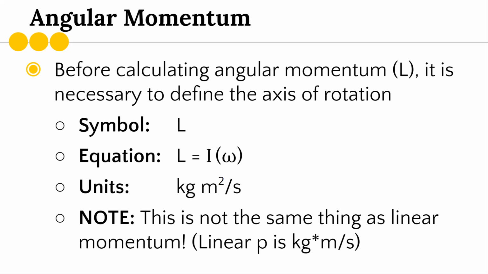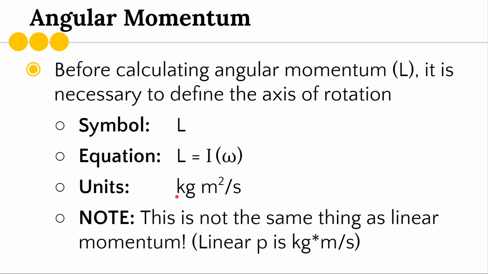So again, before you can actually use this equation and calculate angular momentum, which is represented by a capital L in the equation, it is necessary for you to first define the axis of rotation. So you have to take a look at what this object is rotating about. Where is that axis? So that you can then analyze the values for that equation. But again, this is your formula: L equals I times omega.